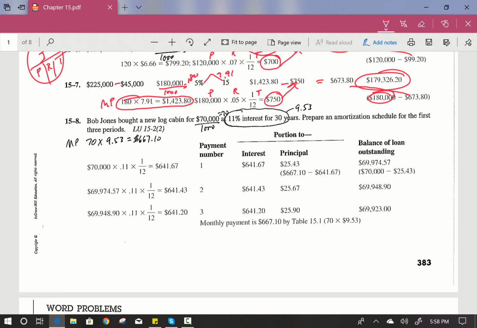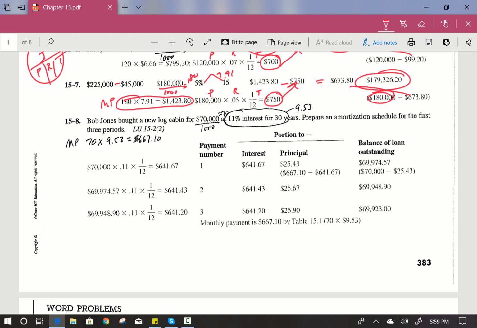Okay, I like number 8 because it has us complete an amortization chart for 3 months out of a total of 360 months. Okay, so Bob Jones bought a new log cabin for $70,000 at 11% interest for 30 years. Prepare an amortization chart for the schedule for the first 3 periods of that 360 payment period time of 30 years.